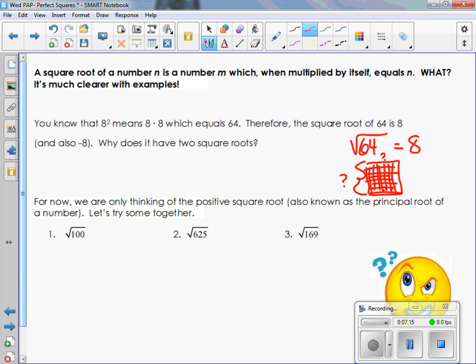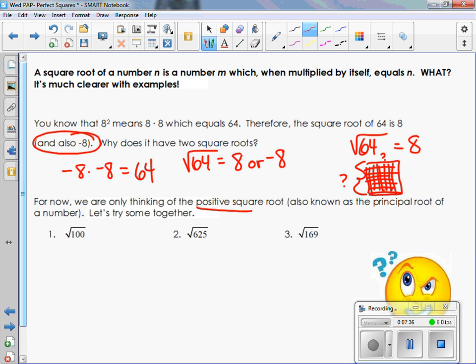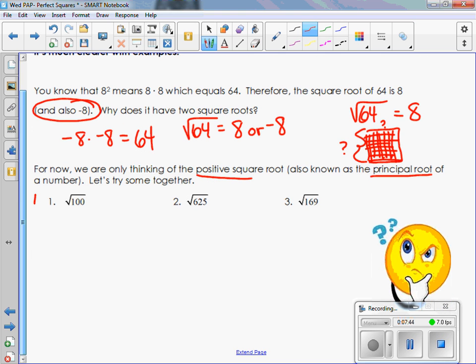Now, I also want you to think about this case. -8 times -8 is a negative times a negative is a positive. So the square root of 64 could really equal +8 or -8. Typically, we will only be thinking of the positive one until you get to solving equations with this stuff. And another word for that is a principal square root. So I'm only going to look for the principal square root in these. So that's going to be 10. Yes, -10 is an answer, but I'm only looking for the principal square root right now.